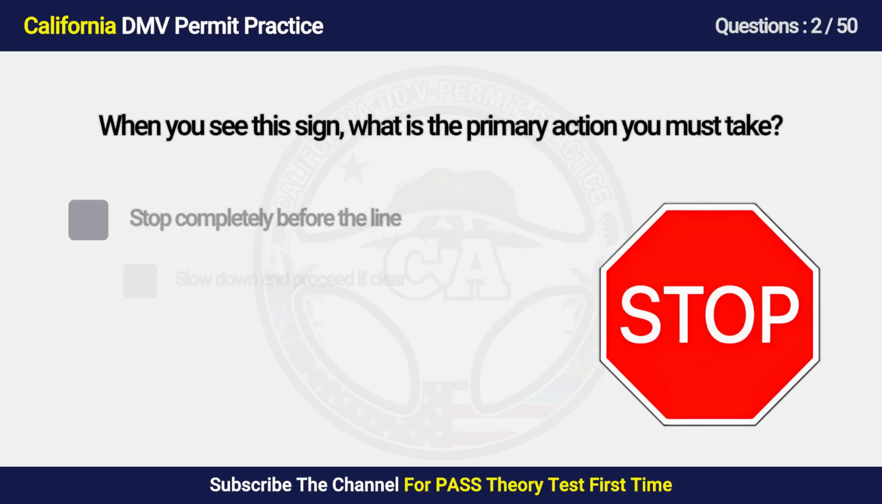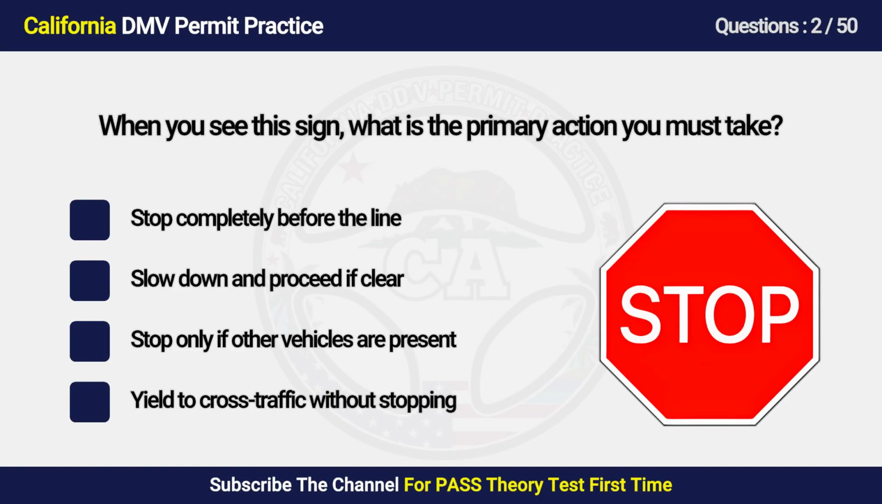Question 2. When you see this sign, what is the primary action you must take? A. Stop completely before the line. B. Slow down and proceed if clear. C. Stop only if other vehicles are present. D. Yield to traffic without stopping.